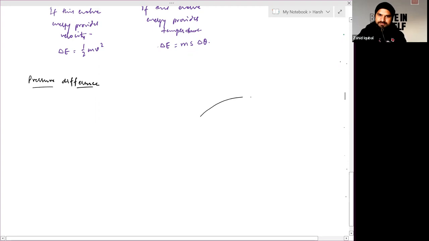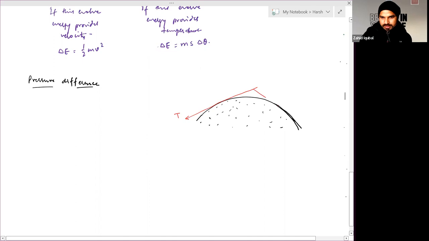Suppose you have a curved meniscus of a particular liquid, which may separate two different media. There will be liquid towards this side. So surface tension may be acting tangentially in this direction, and for this part it may be acting tangentially in this direction. If you draw a horizontal line and a vertical line, the surface tension may be inclined at some angle theta. So it will have a component along this way, T cos theta, and this way, T sine theta. Similarly, for this, T cos theta and T sine theta.